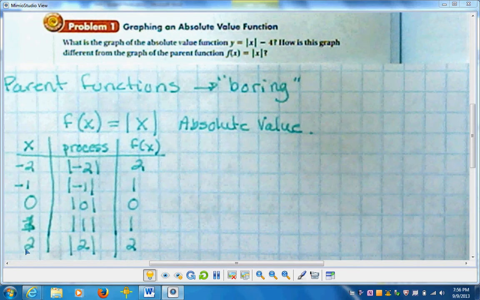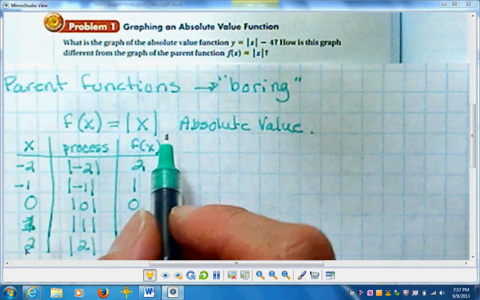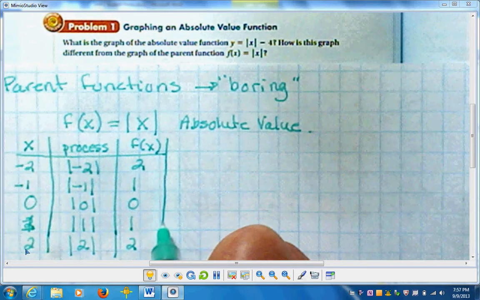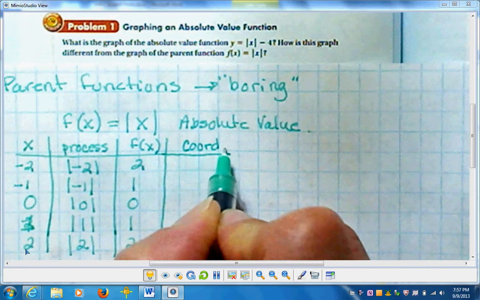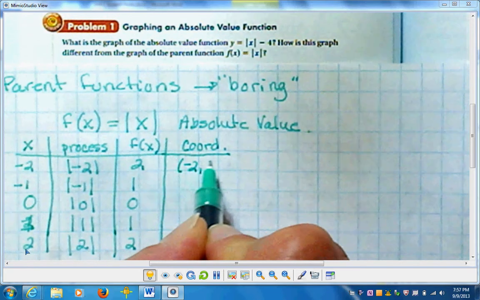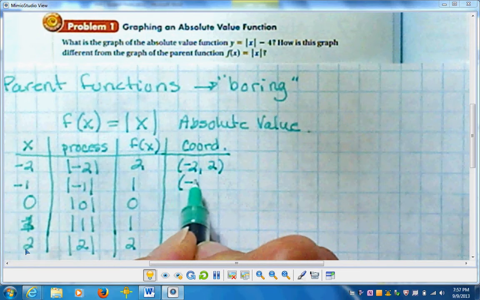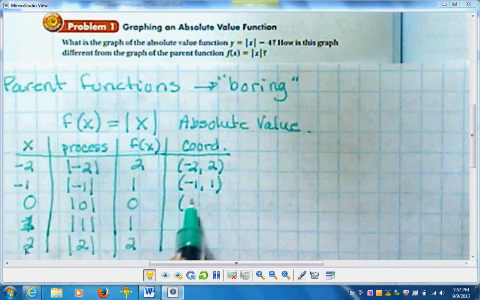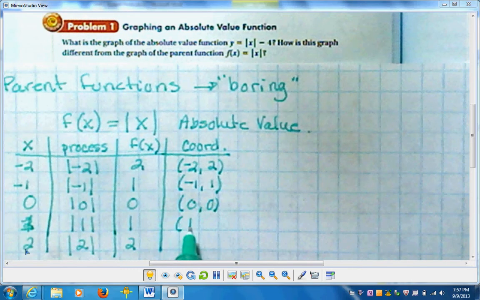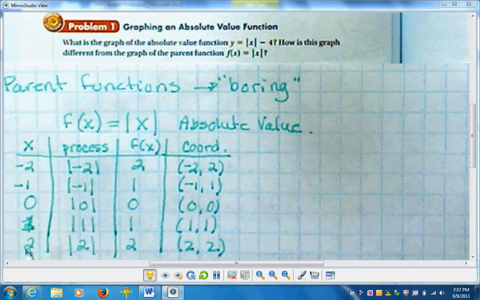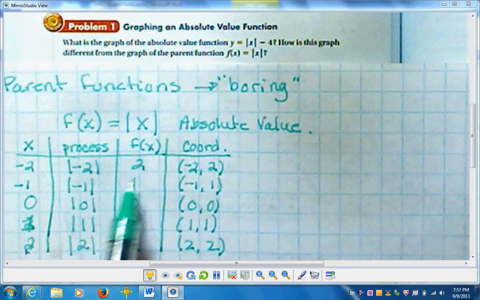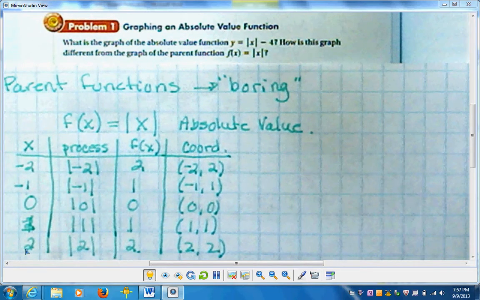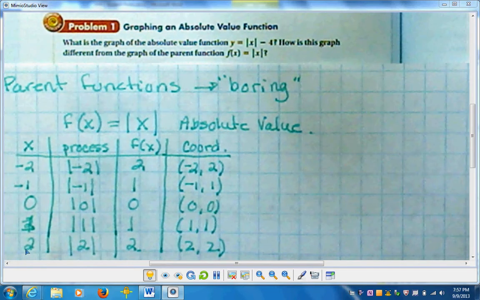So that means if I'm going to plot coordinates, I'll make one more column for my coordinates. I would plot (-2, 2), (-1, 1), (0, 0), (1, 1), (2, 2). And that's coming from x, y, x, y, x, y. Okay, let's see what our parent function looks like.